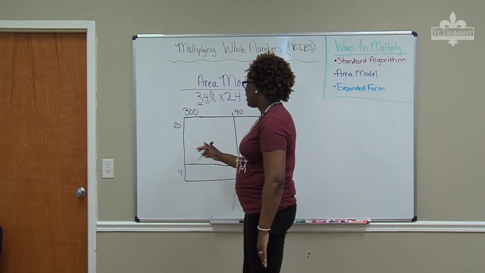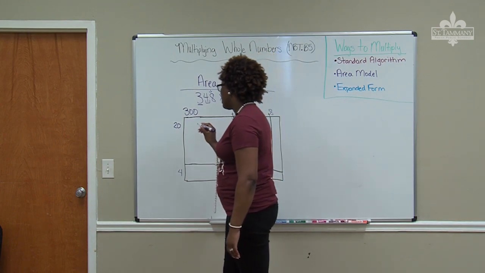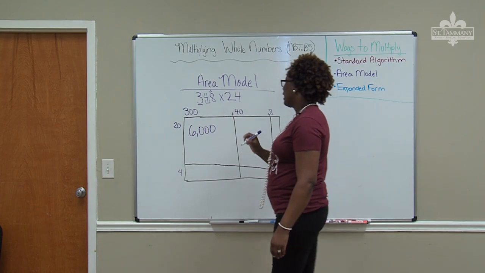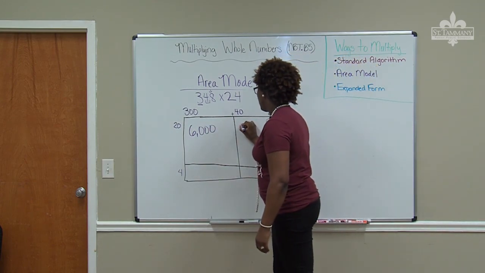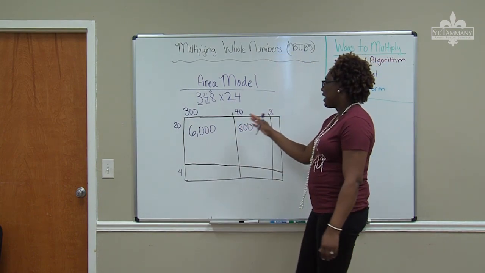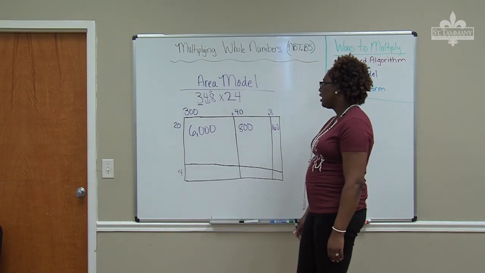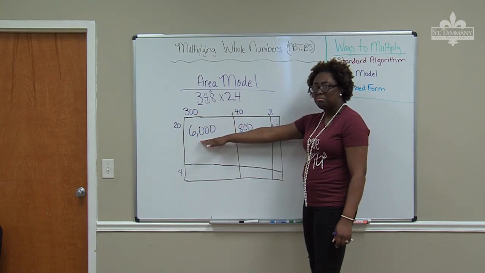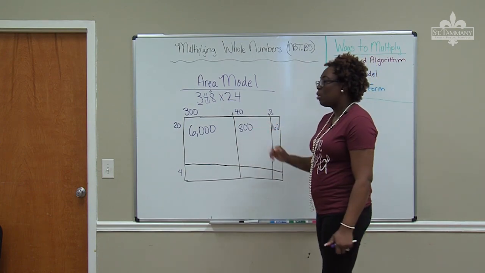What do we have here? We have 300 times 20, which is going to give us 6,000. Here we have 40 times 20, which is going to give us 800. Here we have 8 times 20, which is going to give us 160. So what do I do now, Mrs. Singleton? I know 300 times 20 is 6,000, 40 times 20 is 800, 8 times 20 is 160.